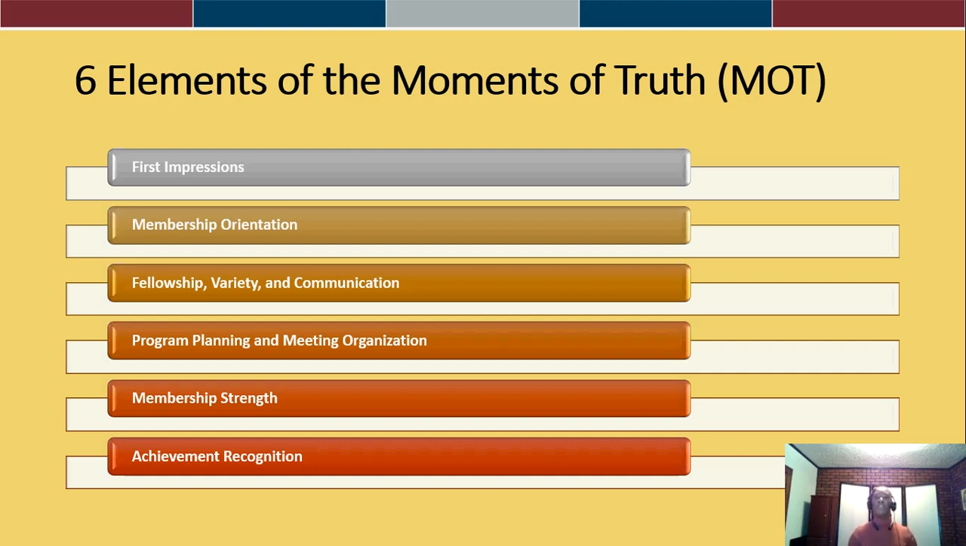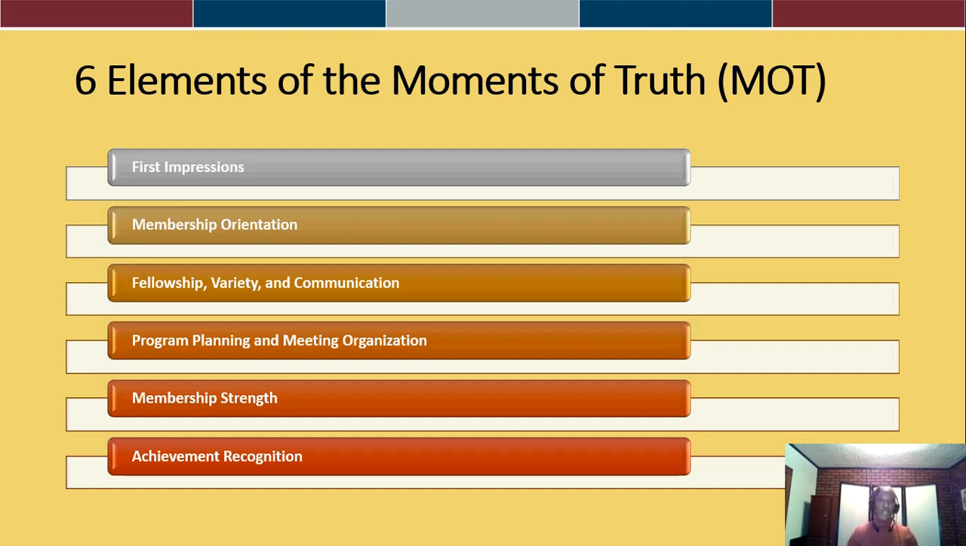Then we take a look at membership orientation. How is your club doing with orienting your new members? There are 6 standards in which to evaluate your club by. Tonight, you'll get an opportunity to understand how well your club is doing with membership orientation.